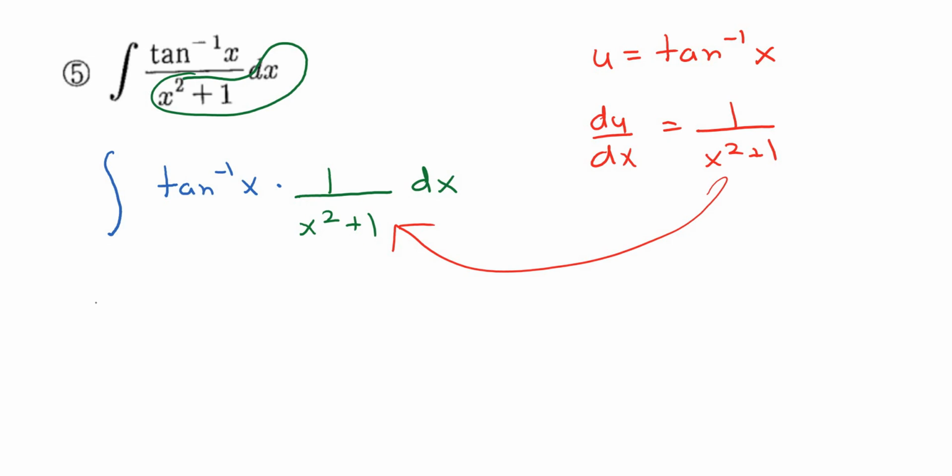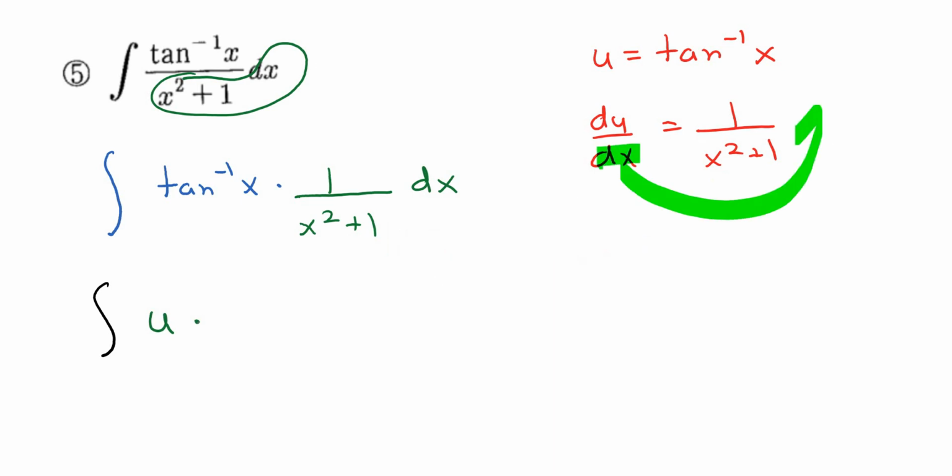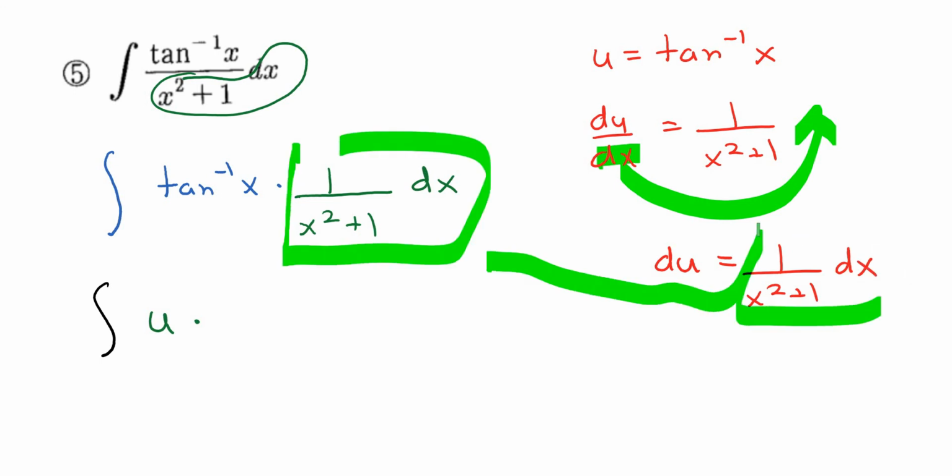Alright, so if I just clean this up, this will be the integral of u times, and then let's take this dx and move it to the side here. So that's going to be du equals 1 over x squared plus 1 dx. And then I see that this part right here matches up with that part right there. So it's going to be u times du.